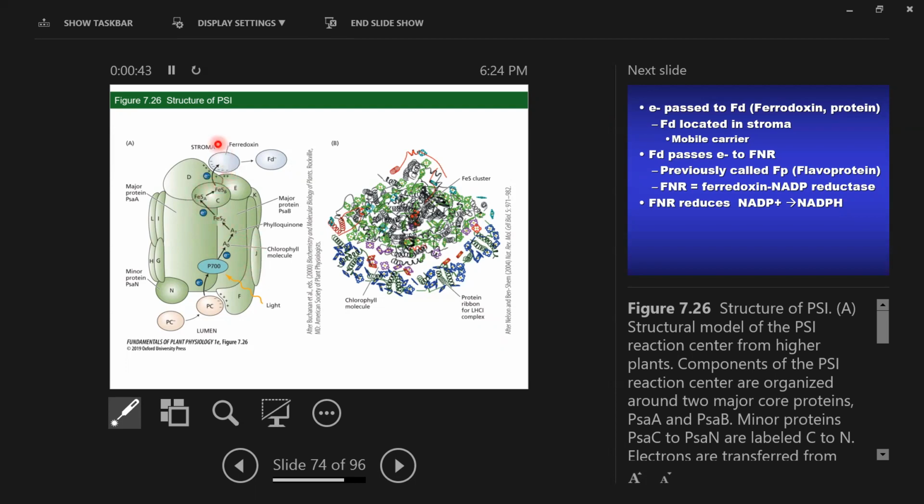And it's not until you get to ferredoxin that you get out of photosystem 1, so to speak, with ferredoxin being a mobile carrier. So I think it has some nice visuals. And then it also shows a nice visual of plastocyanin coming along and donating an electron in to replace the one that got lost by light excitation.